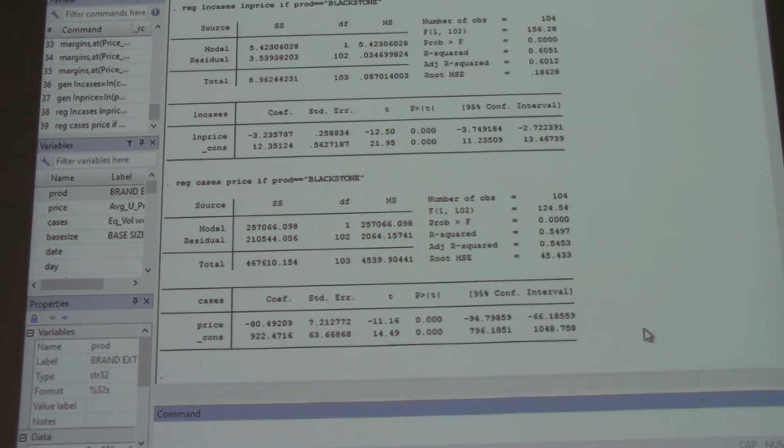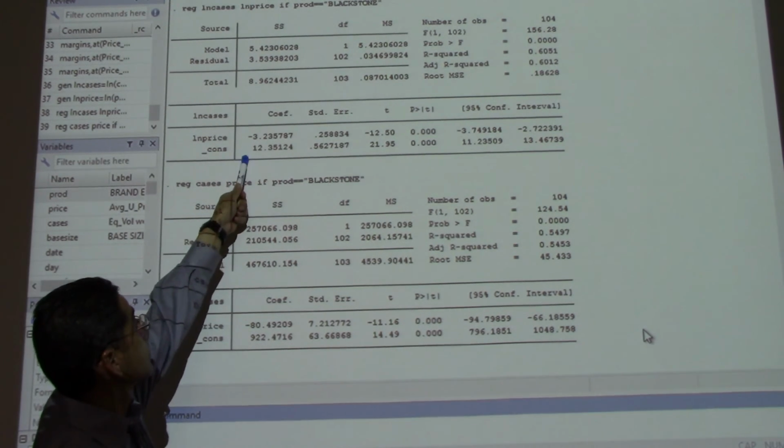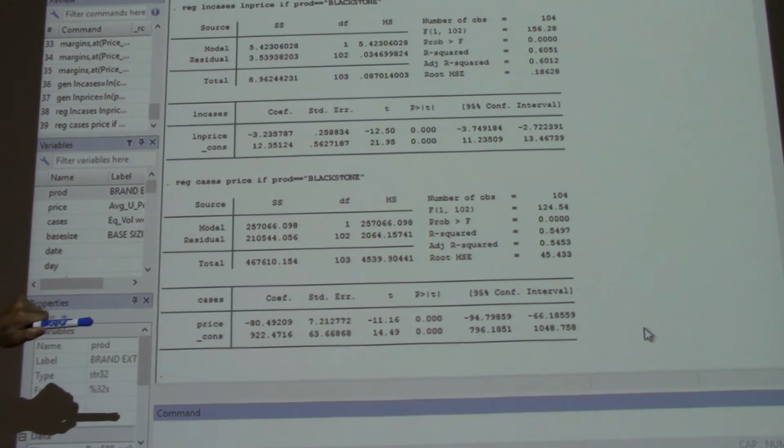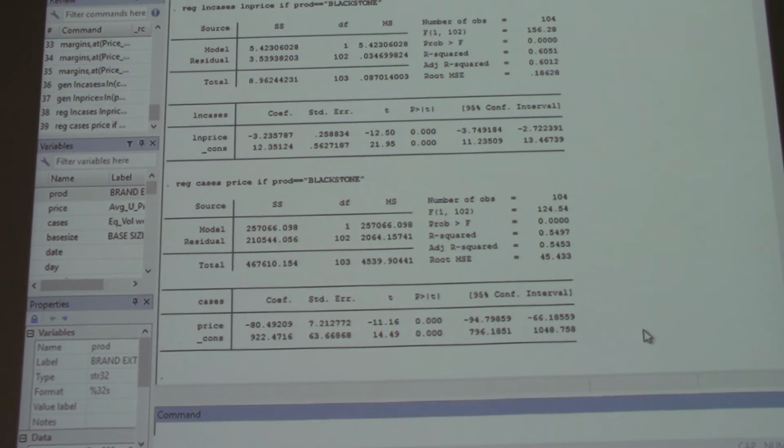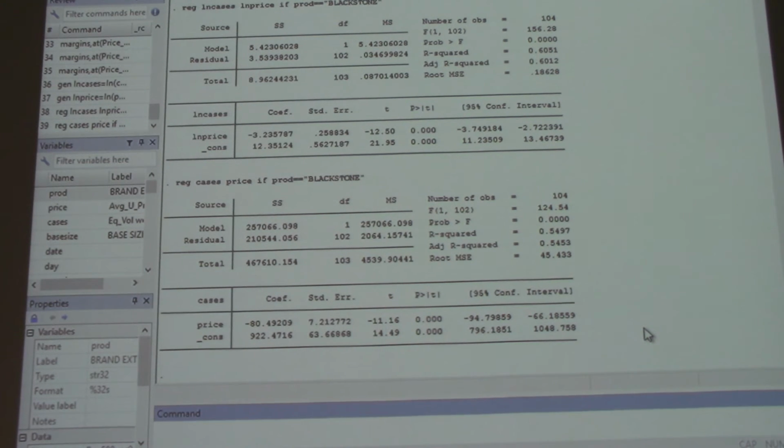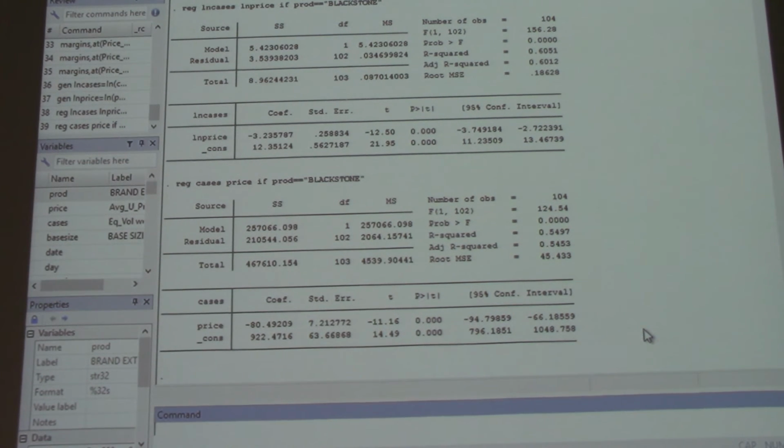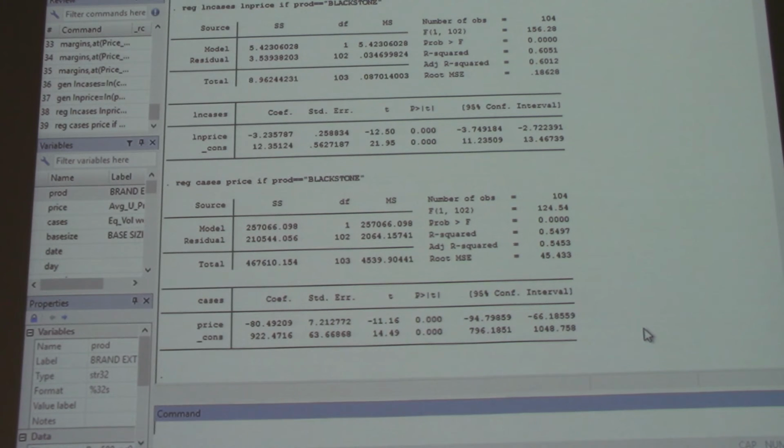When you take the log, it's unit free. So this is the price elasticity of Blackstone. So for every 1% increase in price, I'm selling 3% fewer cases. And now I can compare this directly with any of the other brands to see who's got more brand loyal customers, and really that's our measure of brand loyalty. Price elasticity is our measure of brand loyalty.